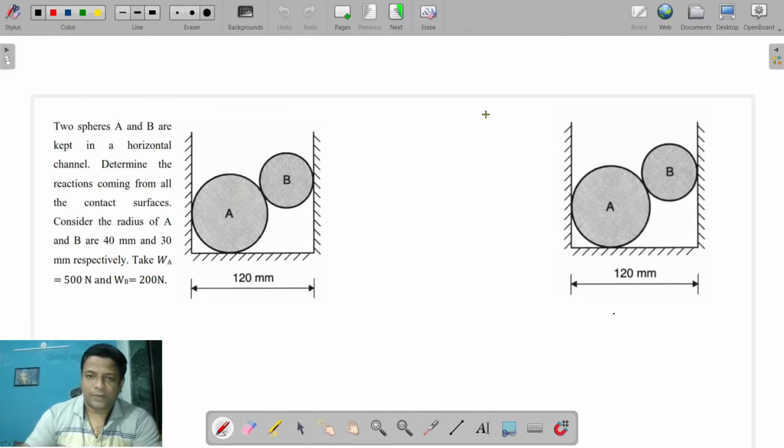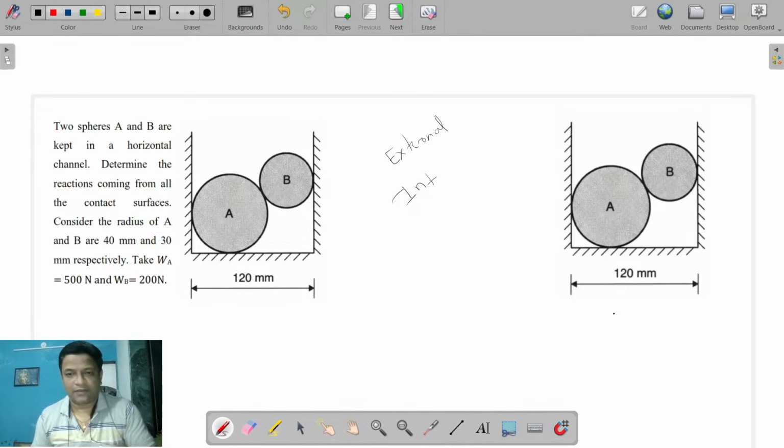So basically there are two types of reaction. One is called an external reaction and one is called an internal reaction. Internal reactions are the ones which happen because of the contact surface between two spheres. So here, say sphere A is in contact with sphere B. This contact is called an internal contact, and the reaction which occurs because of this contact is called an internal reaction. Whereas when there is a contact between a sphere and a wall, the reactions are called external reactions. So first we'll see what the question is.